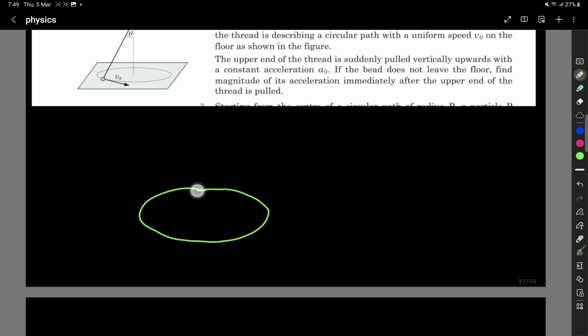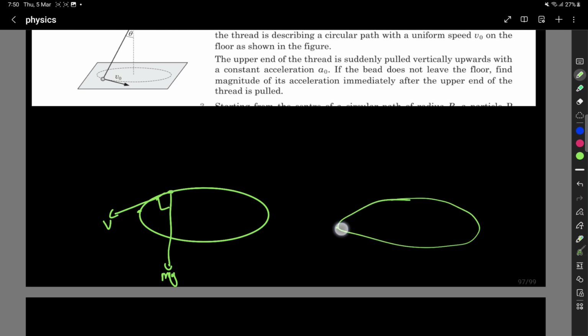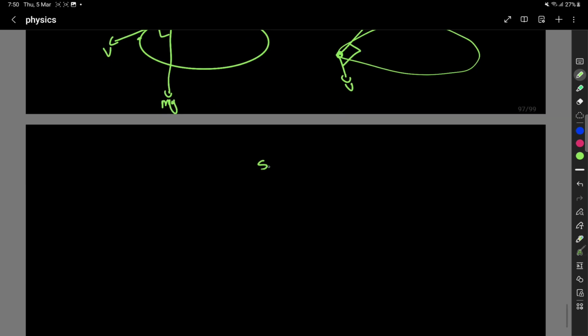Looking at the forces acting on this, this will be the direction of velocity. This will be mg. Mg will be perpendicular, and if you look from some other angle, clearly this will also be perpendicular. So all forces are now perpendicular to the velocity vector.